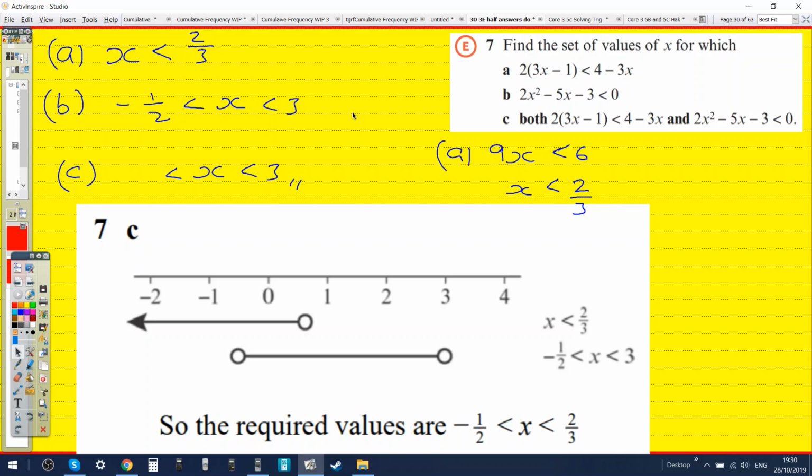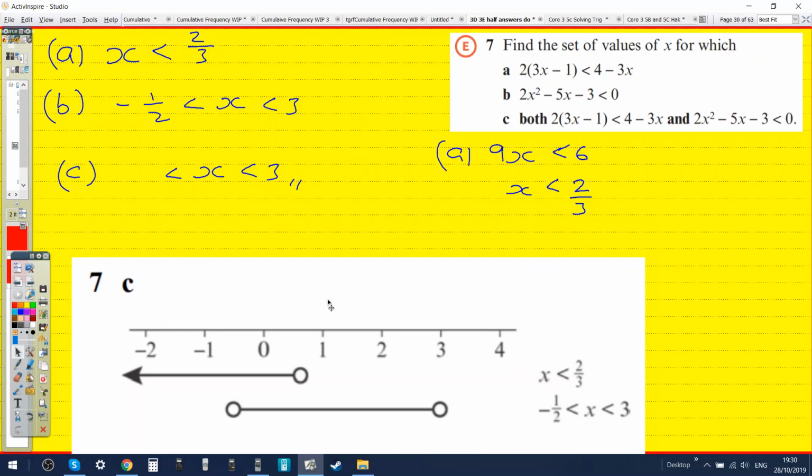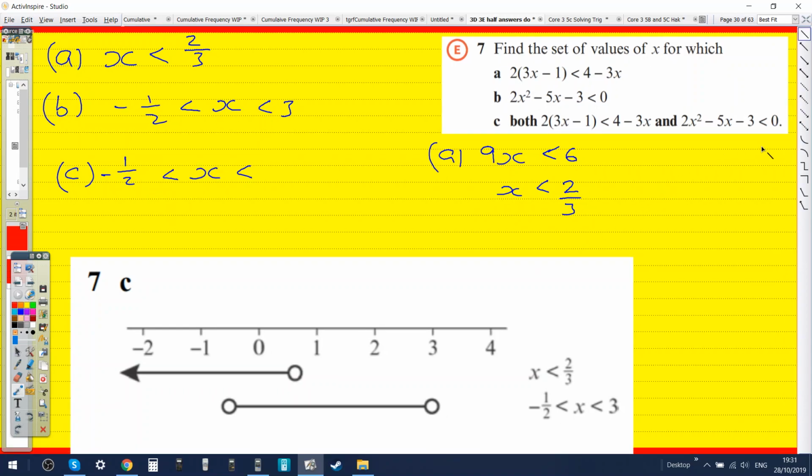Would 1? Yeah, and well, no, 1 wouldn't satisfy the first one. And so what values satisfy both? And they don't need to be whole numbers. 0.5 minus 0.7 or something. I think it was -0.5 from part B.